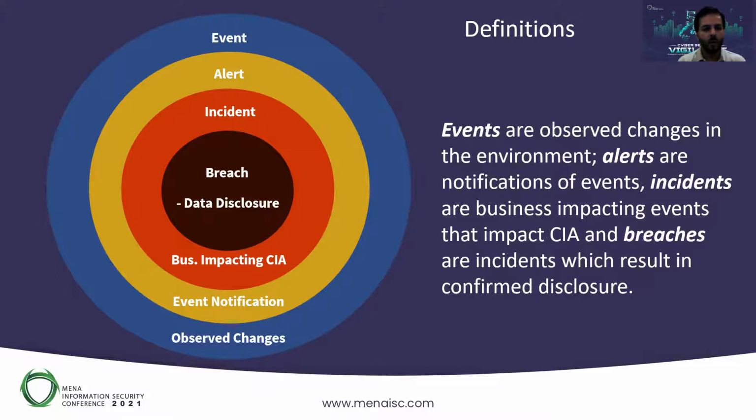And then finally, you've got breaches, in the middle of the concentric rings. A breach is basically an incident with a confirmed data disclosure. This is where data has been stolen, whether it's personally identifiable information or personal health information, any such data, or intellectual property for that matter, that's been disclosed and stolen. That data security incident is known as a data breach. So in summary, events are observed changes in the environment, alerts are notifications of events, incidents are business impacting events that impact CIA, and breaches are incidents which result in confirmed disclosure.